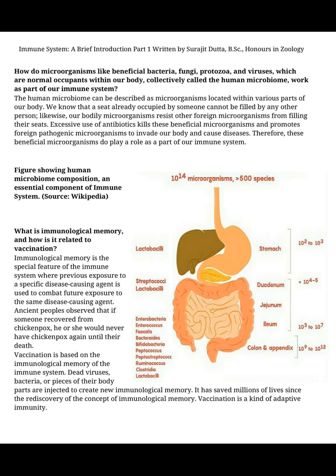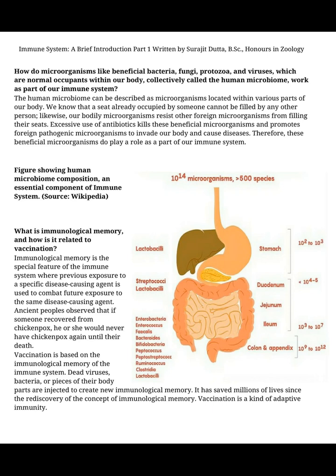Immunological memory is the special feature of the immune system, where previous exposure to a specific disease-causing agent is used to combat future exposure to the same disease-causing agent. Ancient peoples observed that, if someone recovered from chickenpox, he or she would never have chickenpox again, until their death. Vaccination is based on the immunological memory of the immune system.